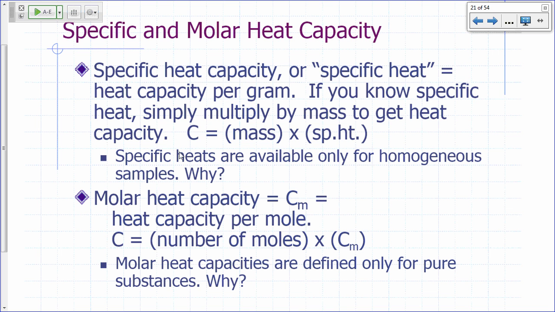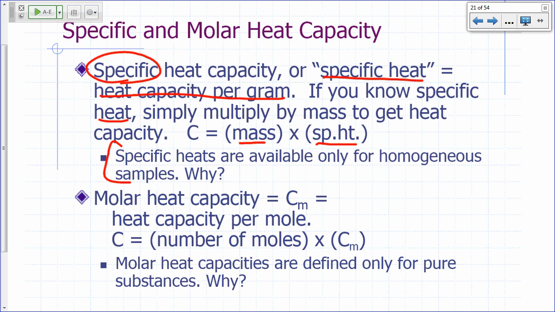Specific heat and molar heat capacity. Anytime you put the word specific in front of a quantity, that typically means per gram. So specific heat capacity means heat capacity per gram, and oftentimes that's just shortened to specific heat. If you know the specific heat, all you have to do is multiply that by the actual mass in grams to get the heat capacity.